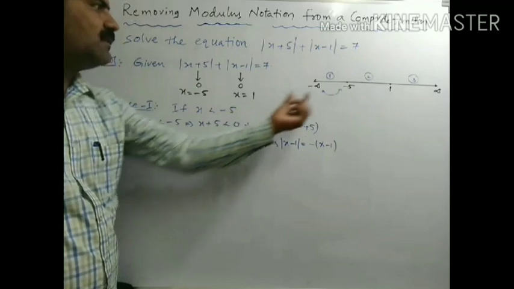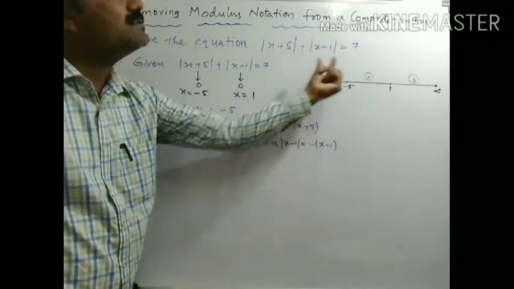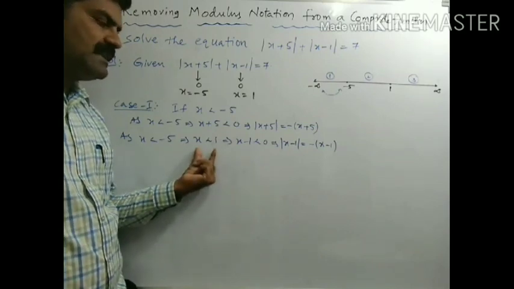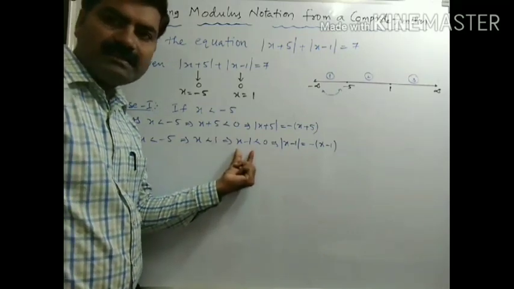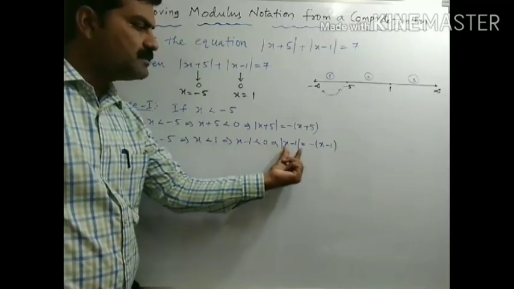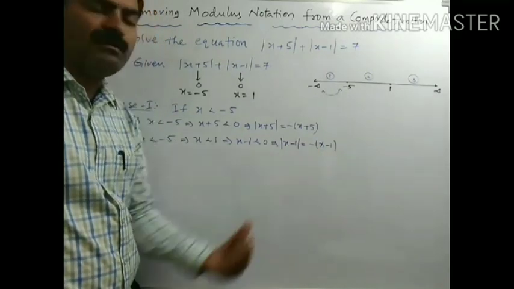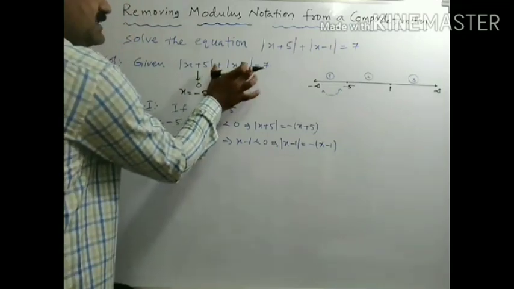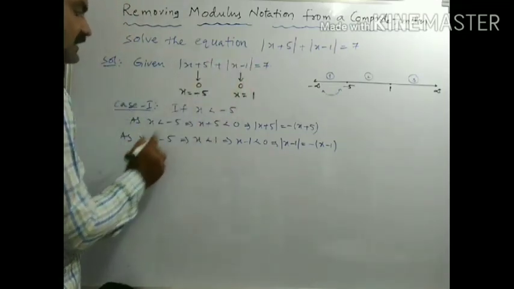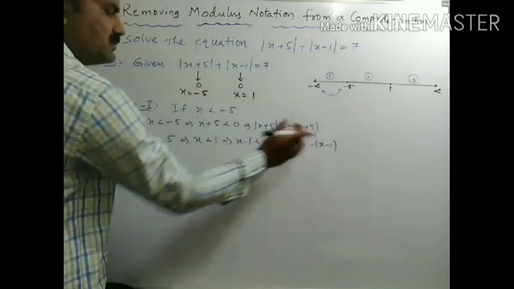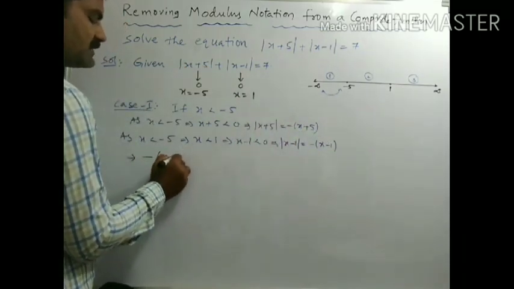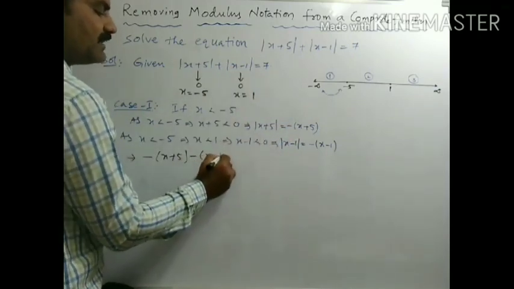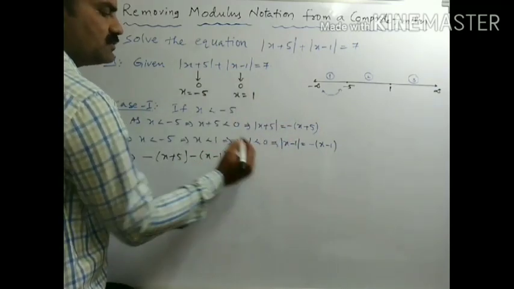And similarly, the values which are less than minus 5 are also less than 1. The meaning of less than minus 5 is nothing but less than 1. Hence x minus 1 less than 0 we can write it. So from this, modulus of x minus 1 is minus of x minus 1. That implies modulus of x plus 5 is equal to minus of x plus 5. And this value is also equal to minus of x minus 1, which is equal to 7.